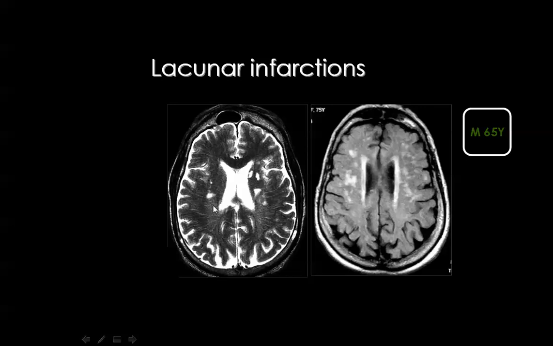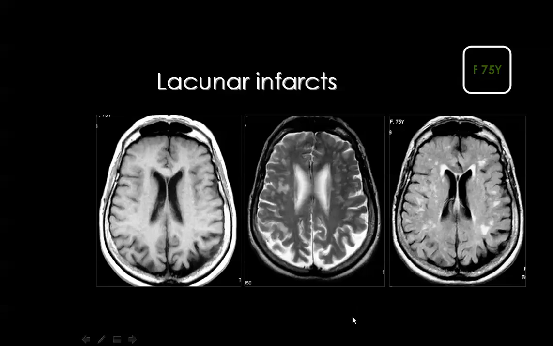The infarctions will appear black in the T1 and bright in the T2, and also bright in the FLAIR images. These are two different examples of lacunar infarctions around the ventricles, producing high signal foci in the T2 and in the FLAIR images.